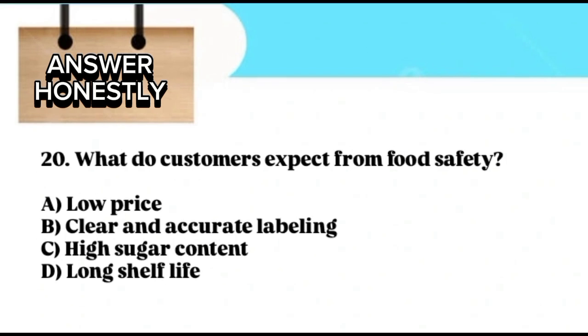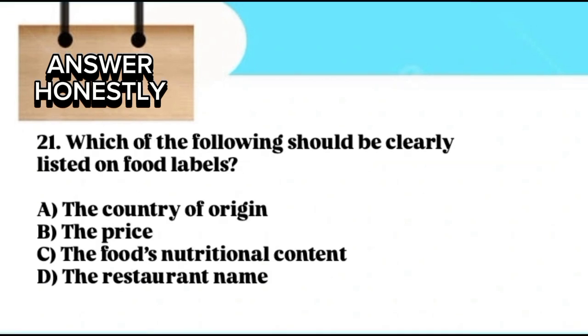Question 20. What do customers expect from food safety? A. Low price. B. Clear and accurate labeling. C. High sugar content. Or D. Long shelf life. Question 21. Which of the following should be clearly listed in food labels? A. The country of origin. B. The price. C. The food's nutritional content. Or D. The restaurant's name.